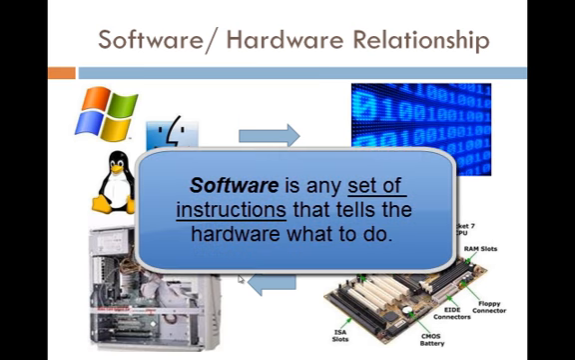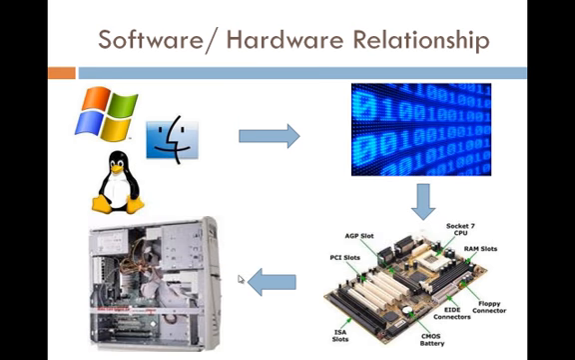Software is any set of instructions that tells the hardware what to do. It's what guides the hardware and tells it how to accomplish every task. Anything you buy for your computer can be classified as either hardware or software. Once you learn more about these items, computers are actually pretty straightforward and easy to understand.